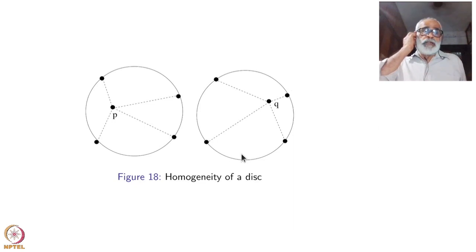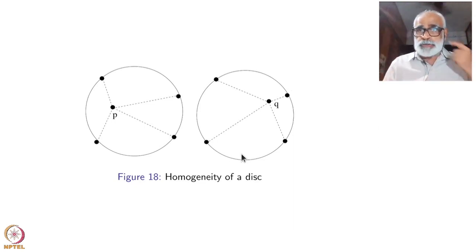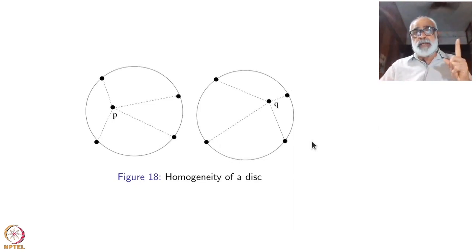In particular, it is a homeomorphism of the open disks also, because on the boundary it is identity, that is the extra hypothesis here. Okay, so that extra hypothesis is going to help us very much now, namely the homeomorphism is identity on the boundary.